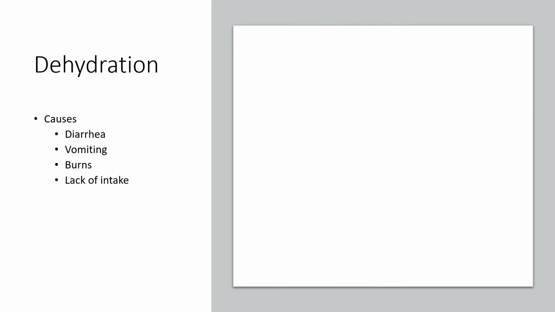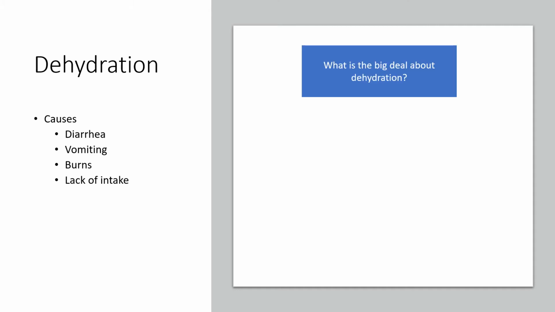So when we talk about dehydration, we have some major causes of dehydration. The most common ones are diarrhea, vomiting, and lack of intake. But diarrhea, vomiting, and burns are all oozing fluid out of the body in one way or another. So that's why those group together. And lack of intake is like lack of supply, right? So why is it a big deal?